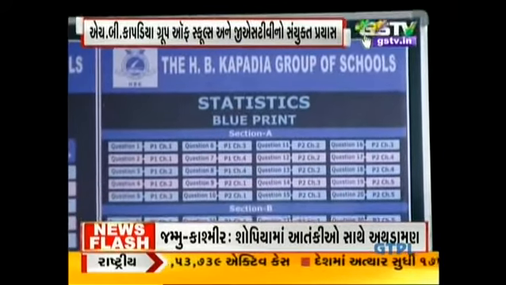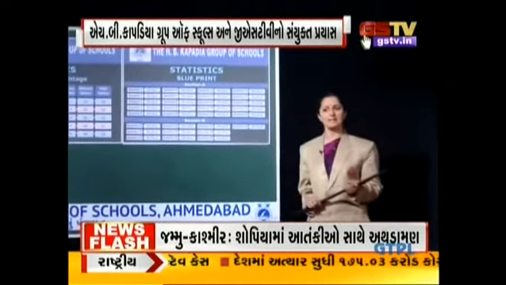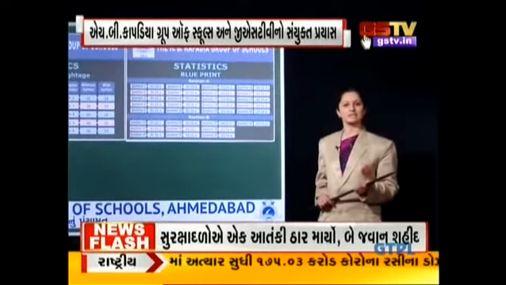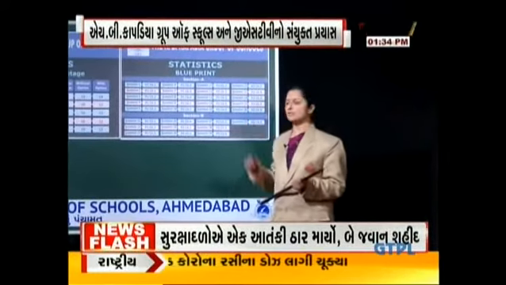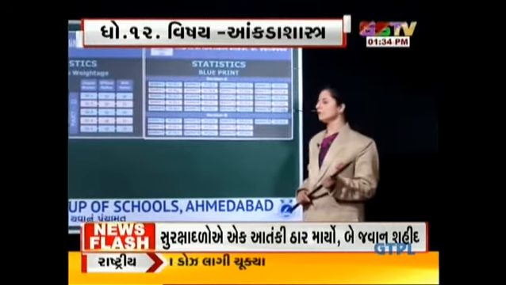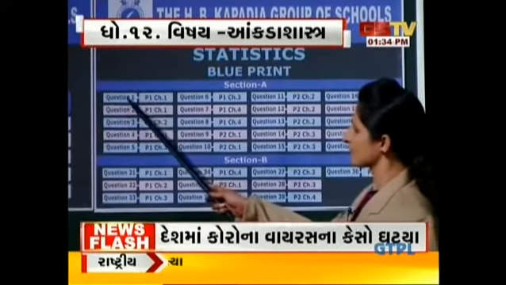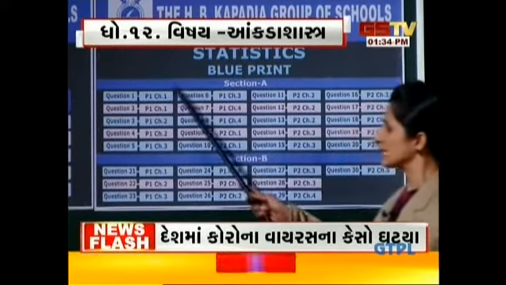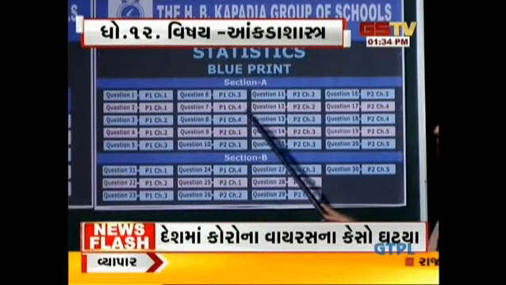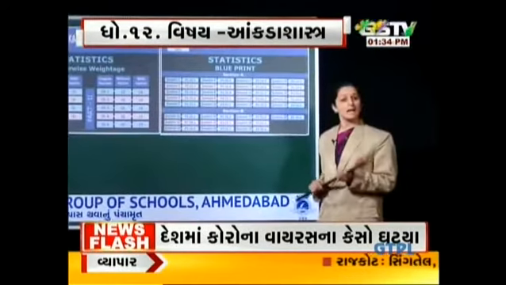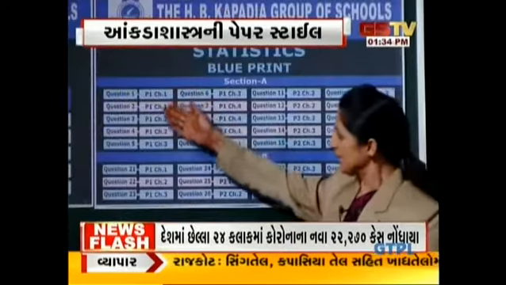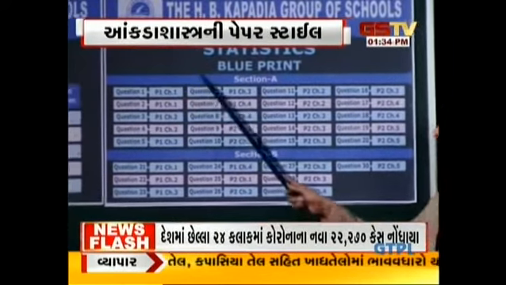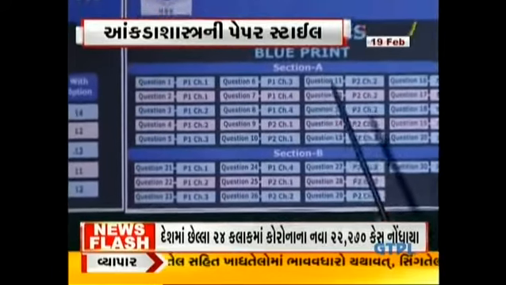Talking about the blueprint, which is prepared according to the sample paper of the Gujarat Secondary and Higher Secondary Board, you can get an idea what type of questions and which questions will be asked in the different sections. In Section A, from question number 1 to question number 8, the MCQs will be asked from part 1. Each chapter will have 2 MCQs.